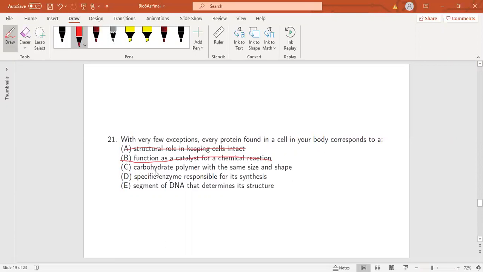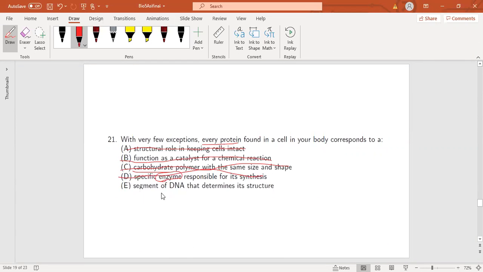C, carbohydrate polymer with the same size and shape. Carbohydrate is a whole different macromolecule. We're talking about proteins, so C doesn't make sense. D, specific enzyme responsible for its synthesis. Again, we're talking about enzymes, which is a specific category of proteins. Not every protein can be classified in this enzyme category. So D is not right.